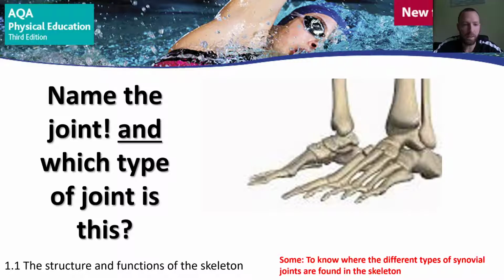So it should be, name the joint. Which type of joint is it? I think it should be a bit of a giveaway there, but feel free to pause, guess, and think if we remember the two types of joint movement, which we haven't looked at so far.